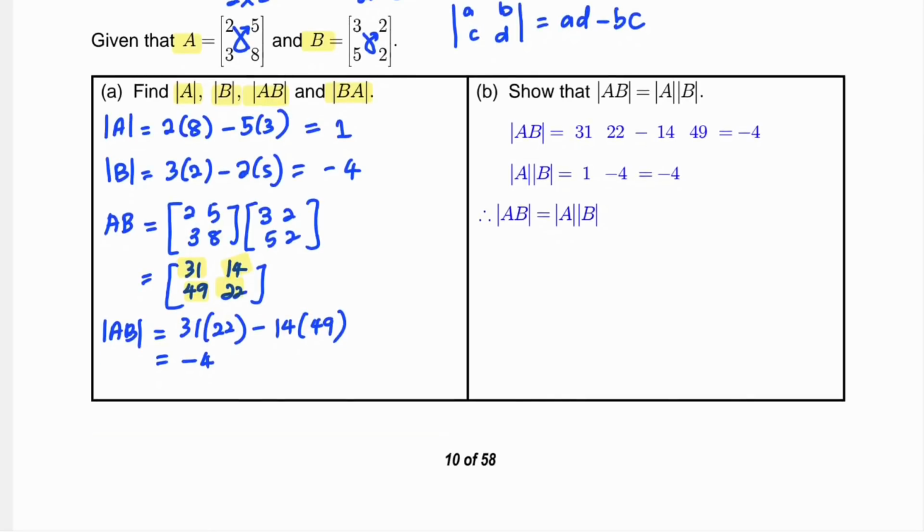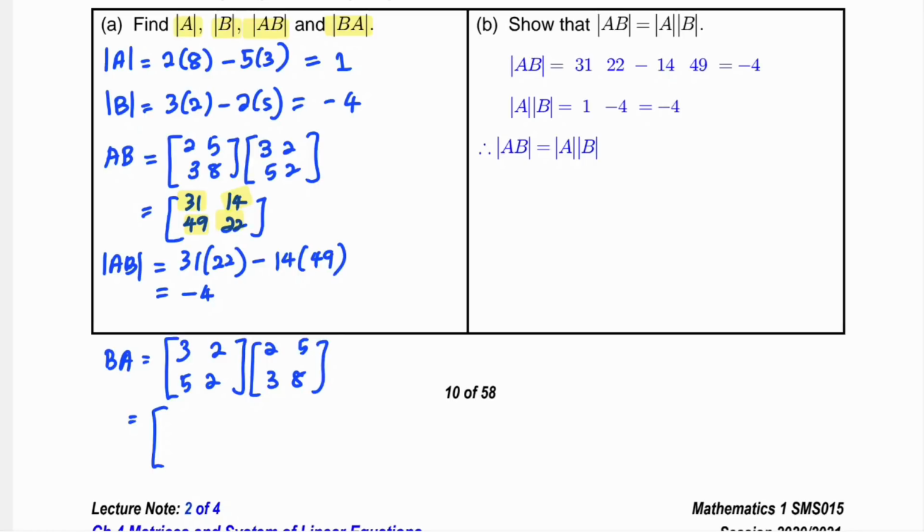And lastly, the question asks for the determinant of BA. You have to calculate first the multiplication between these two matrices, which is matrix B multiplied with matrix A. Calculate these two, and you will get 12, 31, 16, 41. So in order to find the determinant of BA, it is equal to 12 times 41 minus 31 times 16. That will give you -4.